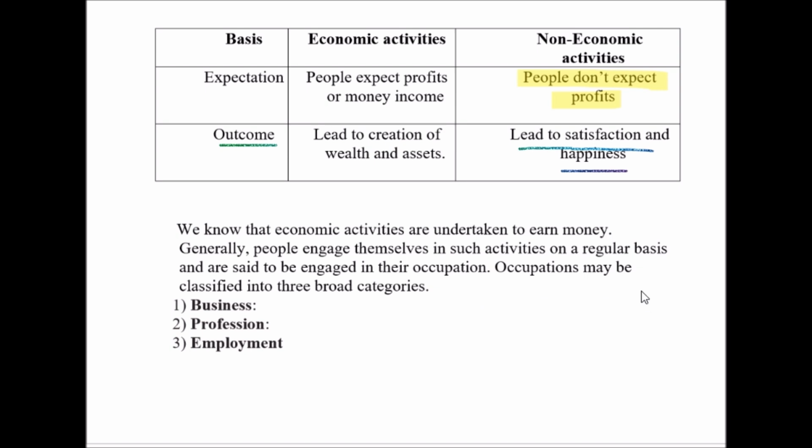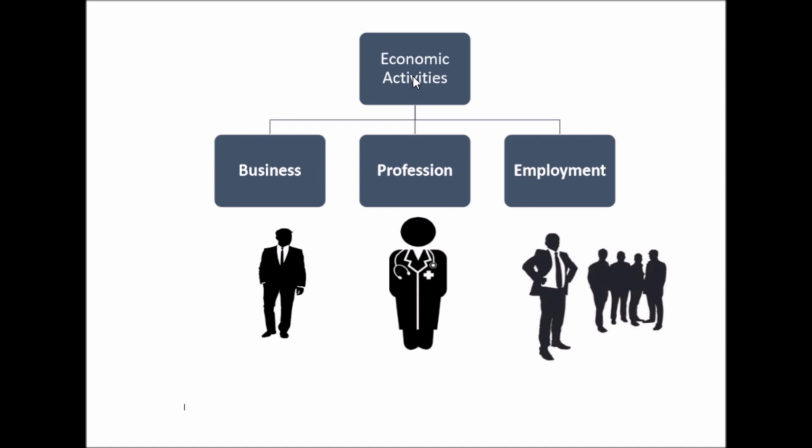So occupations or these economic activities may be further classified into 3 things, that is business, profession and employment. So now we are going to do the meaning of business, profession and employment and what are the features of these 3 categories. So all the occupations and the activities are classified into 3 categories.